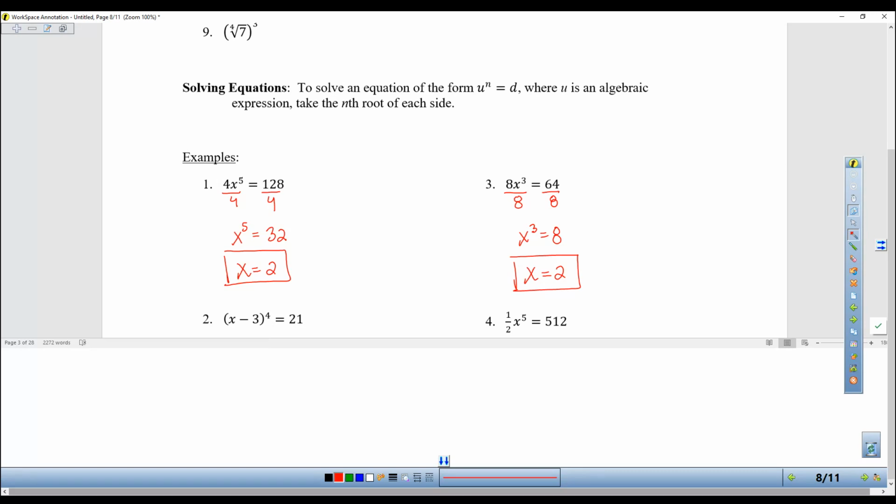Okay, now be careful here. This is already considered of the form u to the n is equal to d. You cannot take that 3 out. It is stuck in the parentheses. The entire thing is being raised to the 4th. So it's at this point that you are going to take the 4th root of both sides. So I get x minus 3 is equal to the 4th root of 21. This is an even power, so I have to remember to write plus or minus.